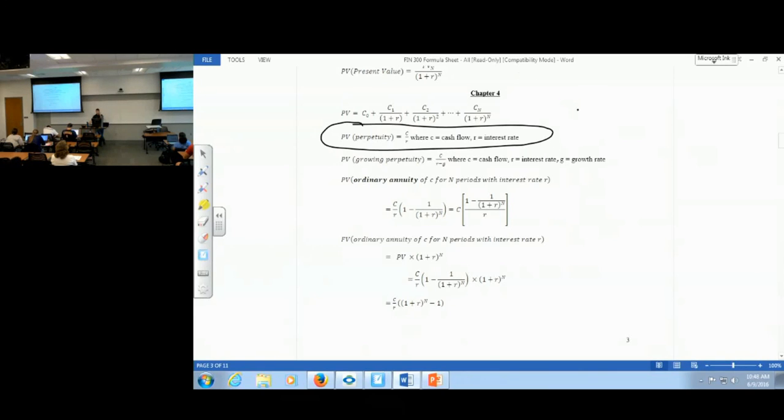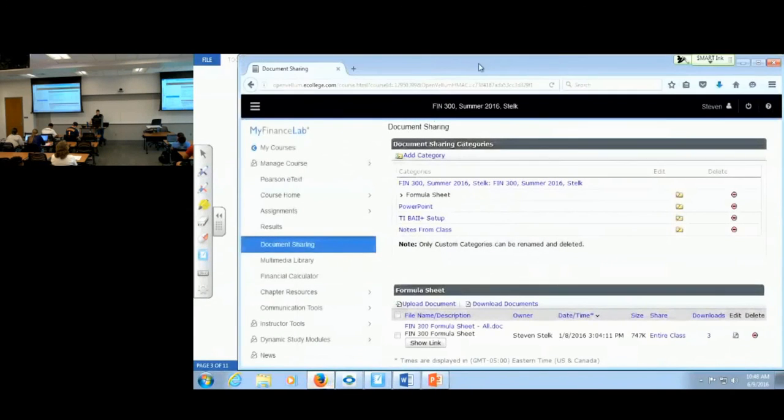Okay, once you get that formula sheet, it's broken down by chapters. Go to chapter 4, and the present value of a perpetuity. Just C divided by R, where C is the cash flow and R is the interest rate. Alright, so same thing we're working with. Alright, let's look at.